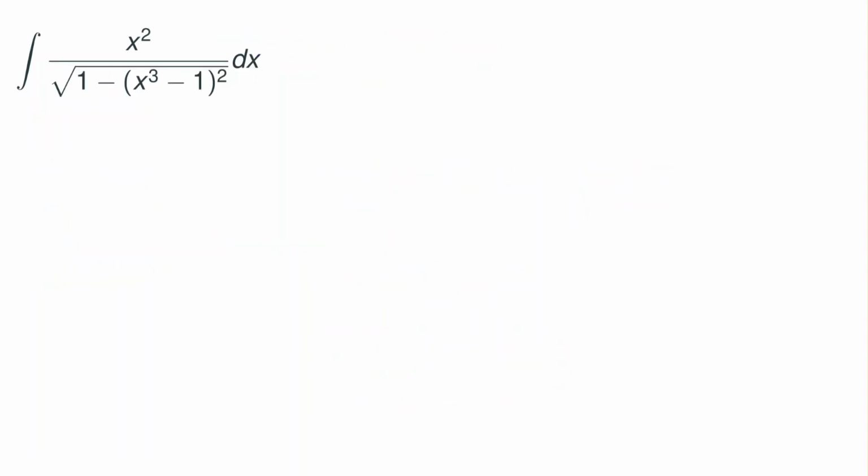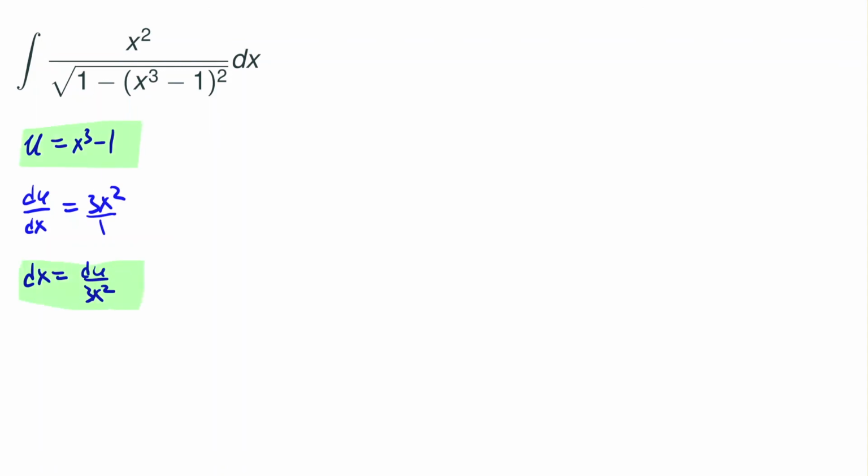Let's look at this indefinite integral. We're going to let u equal x cubed minus 1. Then du/dx equals 3x squared. What is dx? We can always think of it as over 1, so we can cross multiply. dx equals du over 3x squared. So let's use these two to substitute.